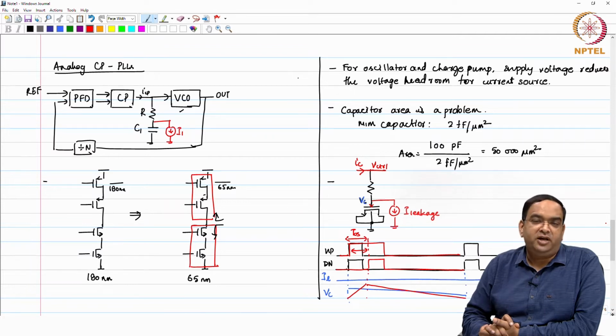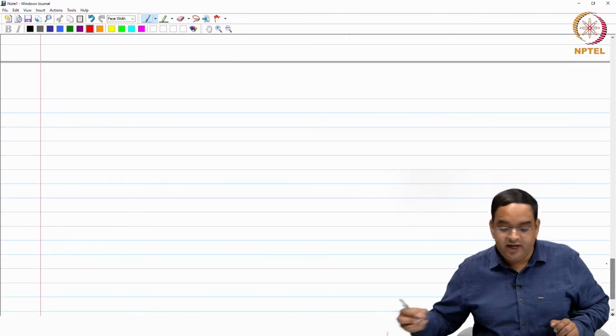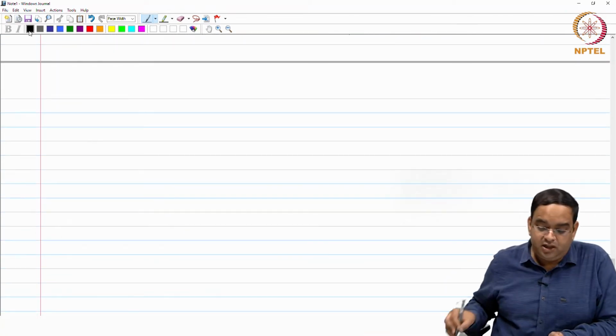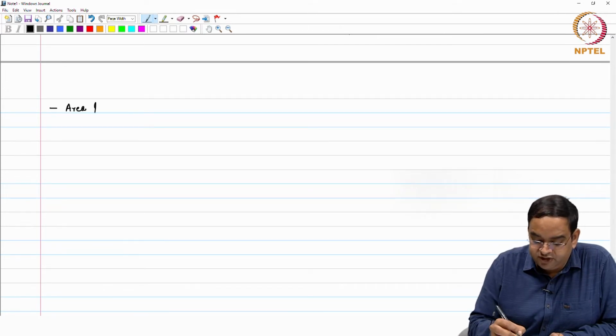MOS capacitor is not an option, okay, because of the gate leakage current. And your charge pump also has a problem with the reduced voltage headroom to operate while still maintaining the matching between the top and bottom current sources. Okay, so this is the problem we have. So we are going to address these problems one by one. The first one, let us look at it, the area for the capacitor. This is the problem which we need to address for the loop filter capacitor.